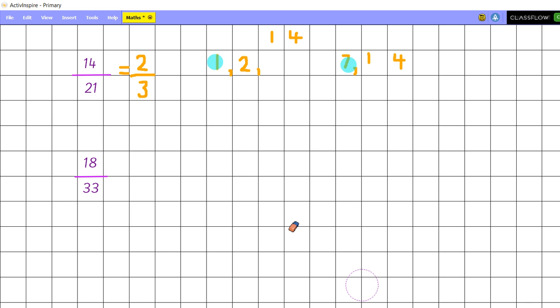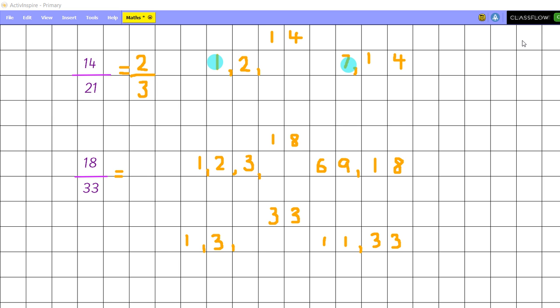The next one, I'd like you guys to actually have a go at doing this. 18 33rds. So you need to find the common factors of 18 and then the common factors of 33. And then find the highest common factor between the two. Okay, off you go and have a go at doing that for me.